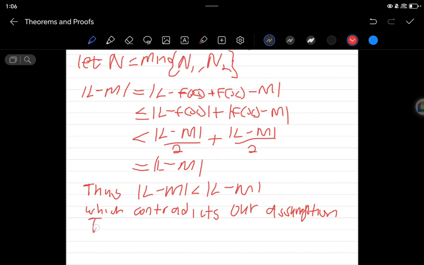So we say, therefore, L is equal to M. Then we're done with this proof.